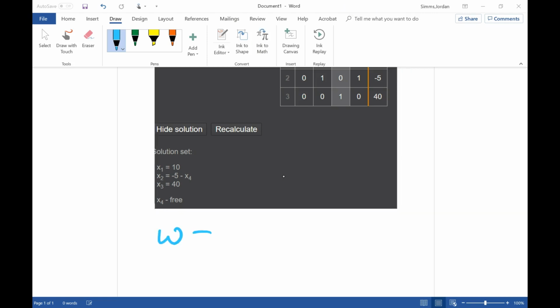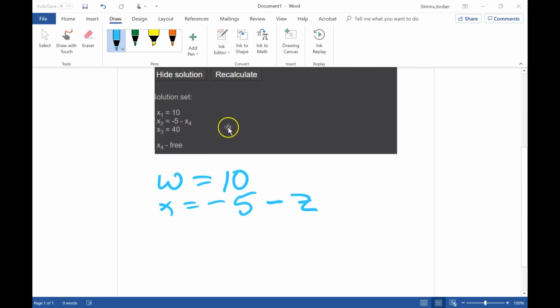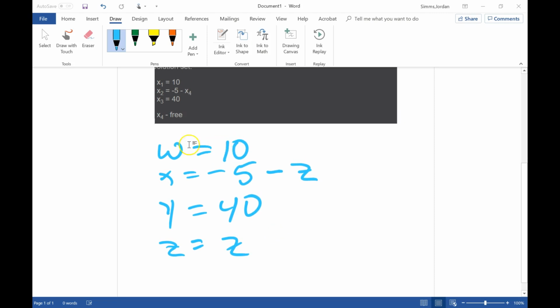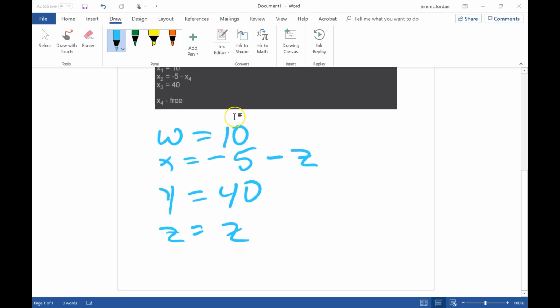X1 is 10, so for our purposes, we know W is 10. We know that X is this little expression, -5 minus, now I'm going to use Z because X4 is Z, right? It's my fourth variable in this case. Y just comes out to be 40, and Z is Z. Z is, we have no idea. Z is whatever it wants to be. I don't have enough equations to solve this. So literally what we have to do is put all this in as an ordered quadruple, right? 10, comma, X with this little expression representing X. Don't forget your negatives. Y is 40, and then Z is Z.